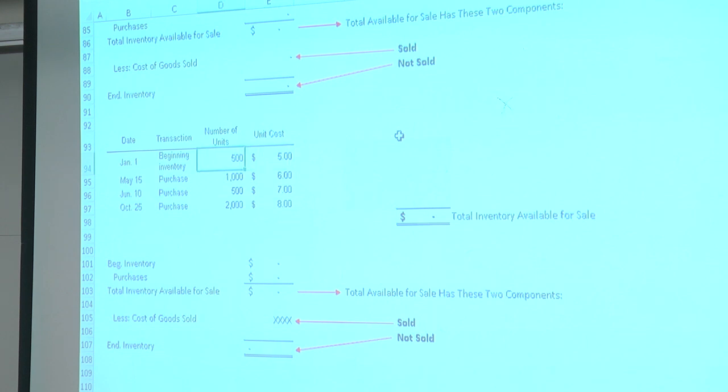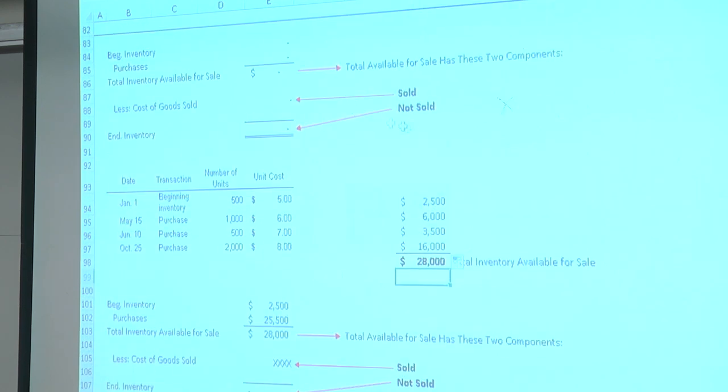Over here, the number of units of beginning inventory is 500, and the unit cost is $5. So we just have to multiply one by the other. Here we're going to have 500 units at $5 gives us $2,500 as the cost for our beginning inventory. Similarly, we can do the same with our first purchase of 1,000 units at $6, which gives you $6,000. Our next purchase of 500 at $7 is $3,500. And our last purchase for the year was 2,000 units at $8, which gives you $16,000. So our total inventory available for sale is $28,000.